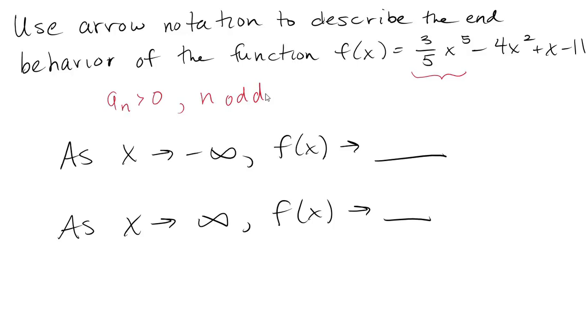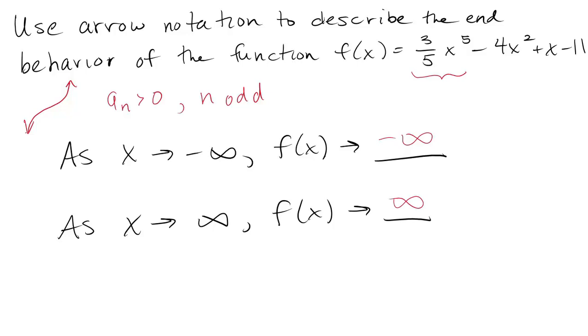Can I think of another function with a positive leading coefficient and an odd degree? Sure, x cubed. X cubed is my reference graph. It points down as you go to the left and it points up as you go to the right. As x goes to negative infinity, x cubed goes to negative infinity. Well, that means that as x goes to negative infinity, our function will also go to negative infinity because it has the same type of leading term. All such functions behave the exact same way. As x goes to infinity, our reference graph goes to infinity, so our function must also go to infinity.